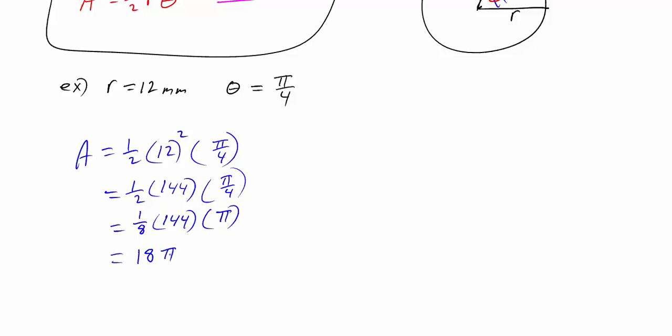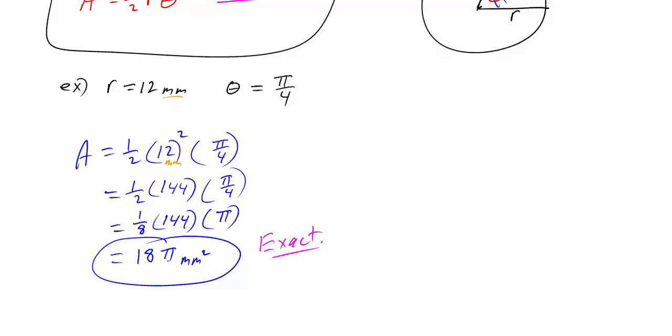Now, what are the units? Well, we started up here with the radius as 12 millimeters. And notice here we're talking about area. Anytime you talk about area, it has to have a square unit. That's because when we square the 12, we're really also squaring the millimeters. So the unit is going to be millimeters squared. And this answer here is considered to be the exact answer because we did not round. We left it in terms of pi.